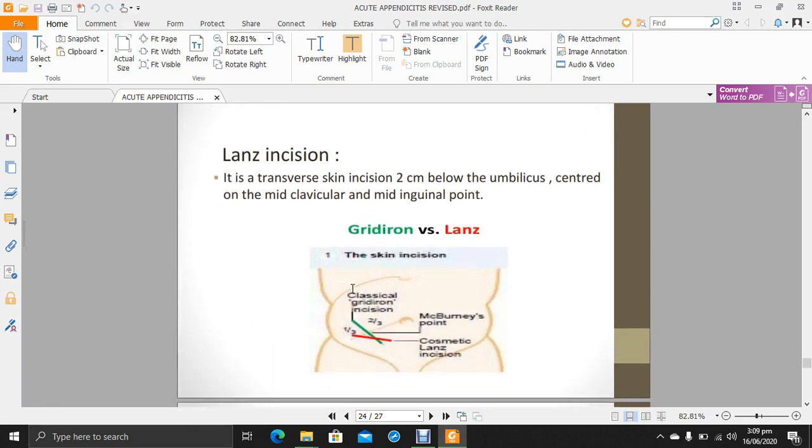As I mentioned before, this is the anterior superior iliac spine, this is the umbilicus, and this is an imaginary line. So from here up to here, this is the gridiron incision, and this is the Lanz incision. In the Lanz incision, we make it at the McBurney point, 2 centimeters below the umbilicus. It is a very cosmetic incision. In this, all the layers are divided in the line of incision. There is another incision, the modified Lanz incision. We give only the skin incision in this direction, while the rest of the procedure will be like the gridiron incision.